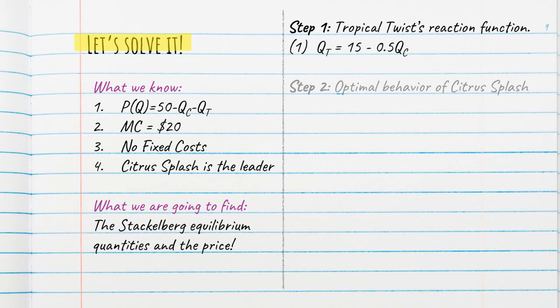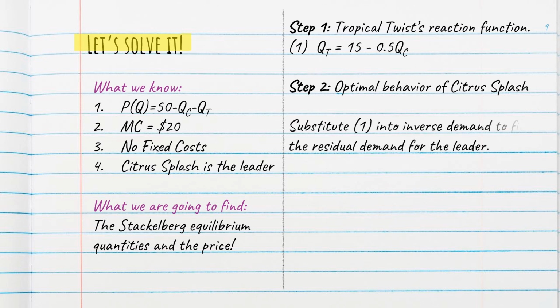Our next step is to find the optimal behavior of Citrus Splash, the leader. How are we going to do that? We need to substitute the reaction function into the inverse demand curve to find the residual demand for the leader, and then have our leader maximize their profit. So I'm going to call this PR for residual inverse demand, and PR is equal to 50 minus QC minus, in place of QT, I put what I know about it, which is that it's 15 minus 0.5 QC.